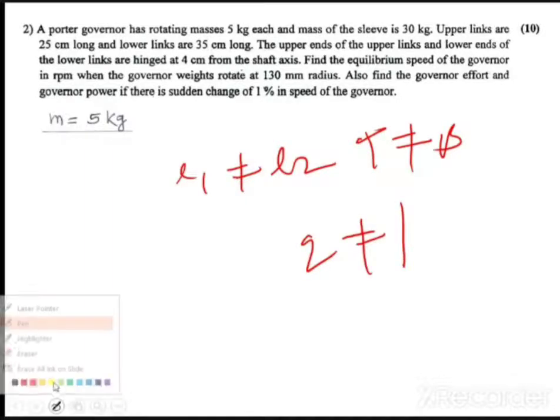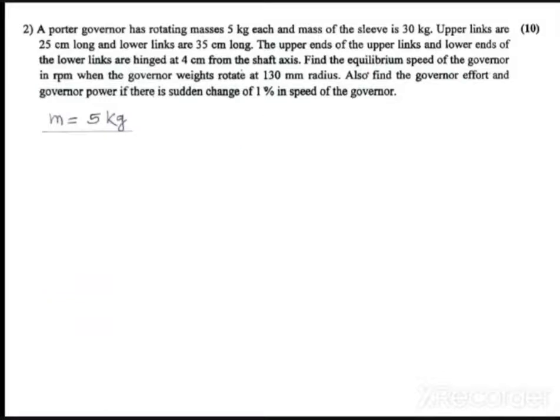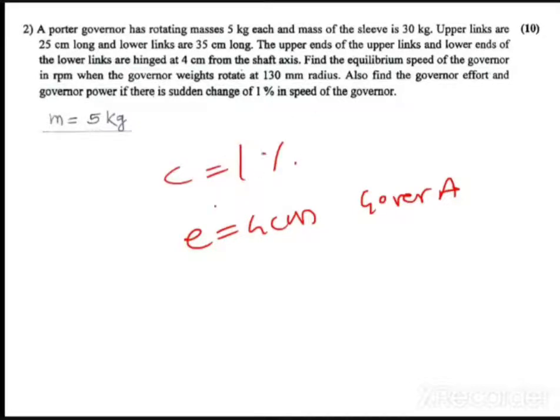First of all, you have to understand this. The upper ends of the upper links and the lower ends of the lower links are hinged at 4 centimeter from the shaft axis. Hinged at 4 centimeter from the shaft axis means they are at an eccentric distance of 4 centimeter from the governor axis. Find the equilibrium speed of the governor in RPM when the governor weight rotates at 130 mm radius. Also find the governor effort and governor power if there is a sudden change of 1% in the speed of the governor. So they have given you the change C is equal to 1%.